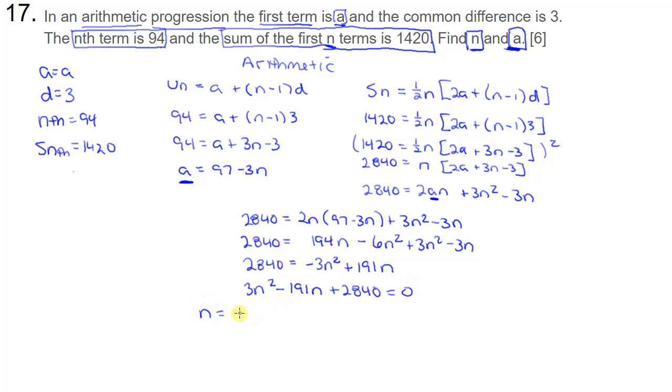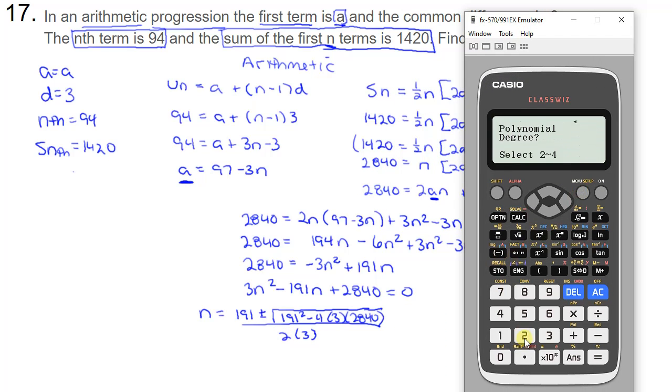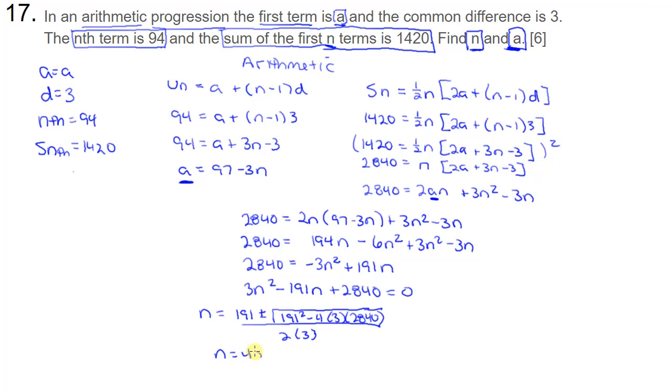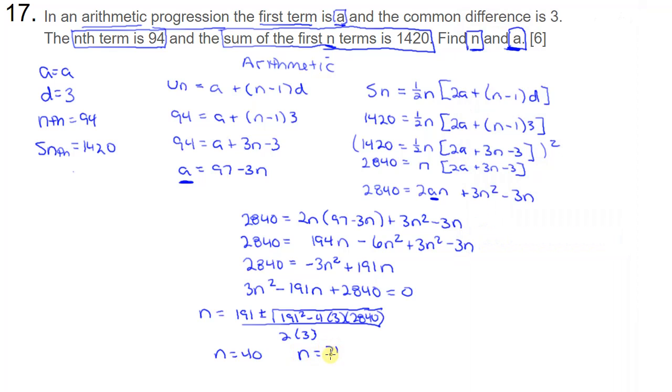And then I'm going to write down what looks like the quadratic formula. And then I'm going to go to my calculator, and I'm going to type in math A, and I'm going to use the calculator to find the solutions to this by just typing in the coefficients for my three terms. And I'm going to find out that n could be 40 and n could be 71 over 3.